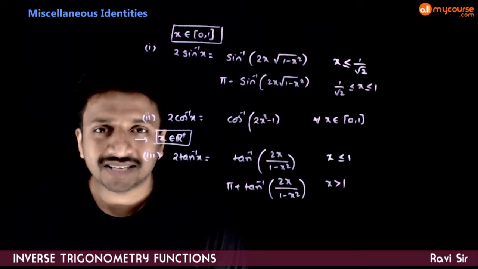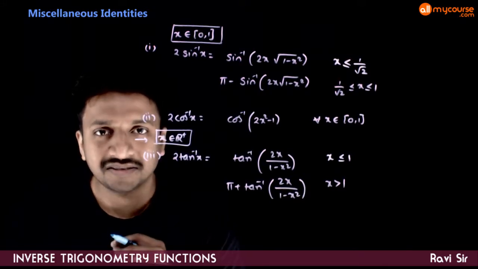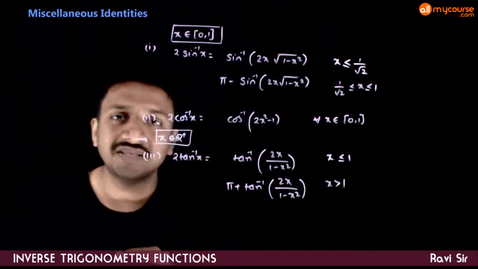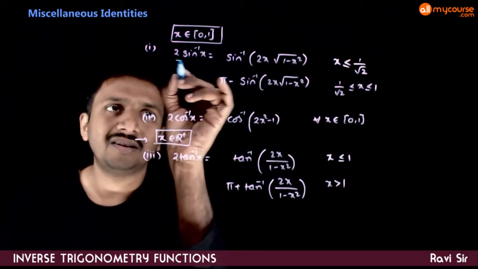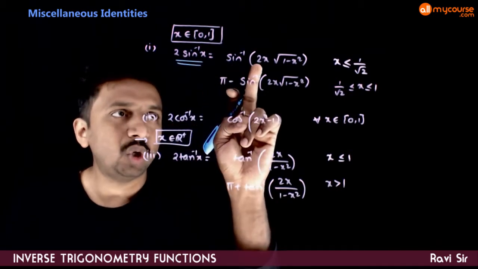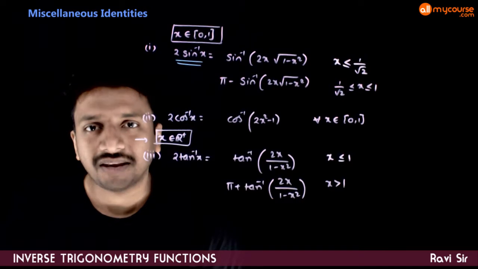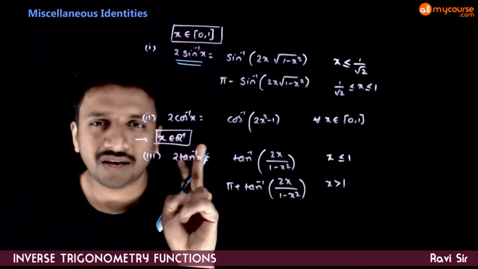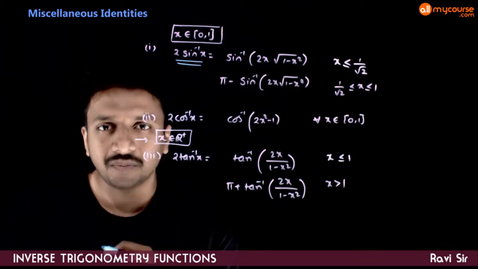So now let us look at some miscellaneous identities. The first is 2 sine inverse x. 2 sine inverse x is equal to sine inverse of 2x into root of 1 minus x square. Again, the formulas look very close to your trigonometric formulas.